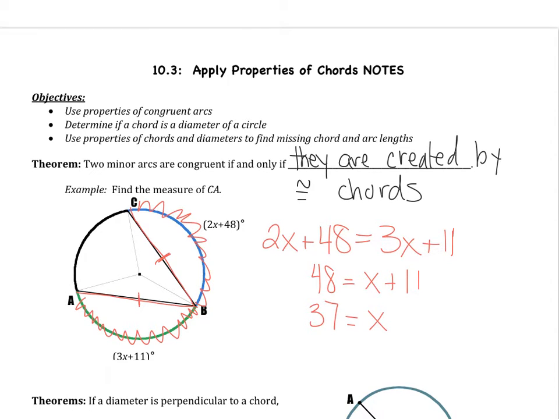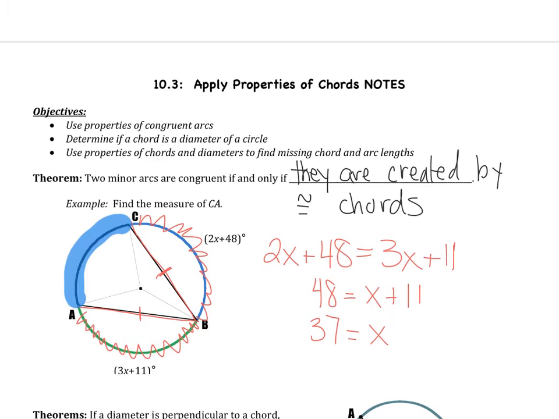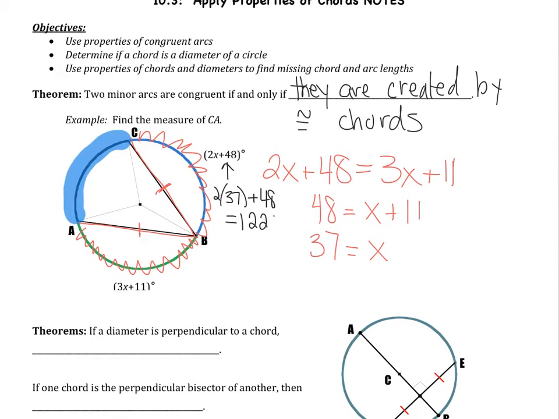But notice now what they want us to find is not either of these arcs, they want us to find CA. So in order to do that, I now have to figure out what the measure of CB and AB is. So if I have x, I'm going to plug it in here, and I would get 2 times 37 plus 48. That gives me a measure of 122 degrees. Now to double check that I got that right, I should plug it into this bottom, the green arc as well. So I would get 3 times 37 plus 11, and I get 122.